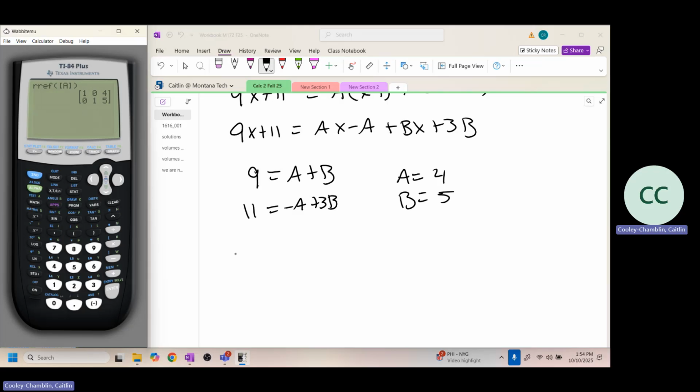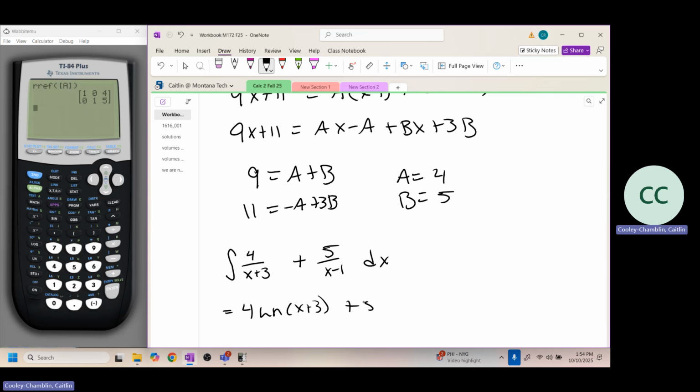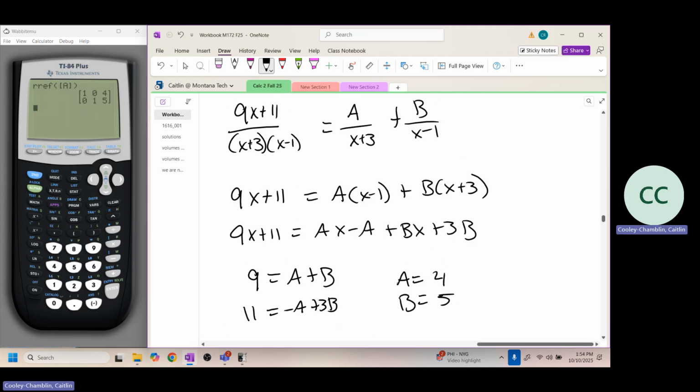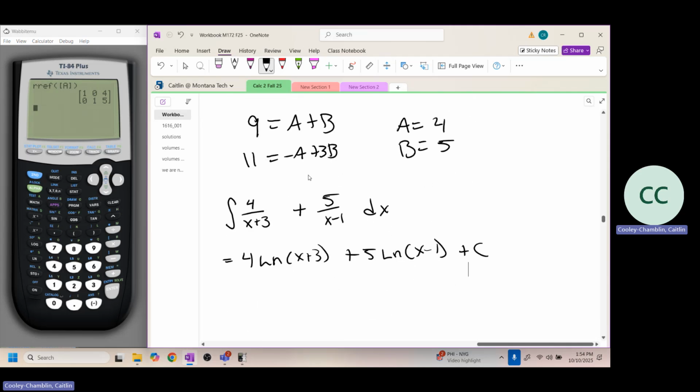And so then what I see oftentimes is the integral of 4 over x plus 3 plus 5 over x minus 1 dx. And then we get 4 ln of x plus 3 plus 5 ln of x minus 1 plus c. Okay, so if you want to skip a lot of steps and you want to shrink it down to 1 page, you can. If you do this in your calculator, you need to tell me matrix and calculator.